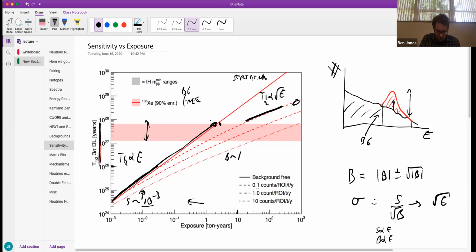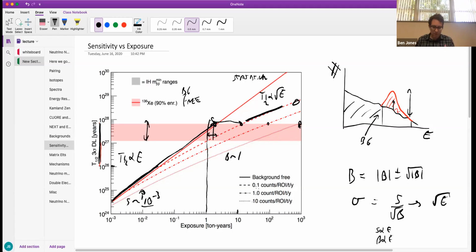The background free experiment can get there if it's maybe 1 ton in size. If it's 1 ton in size, then I can interpret this x-axis as just being years. Okay, so if it's 1 ton in size, looks like it could get there in a couple of months if it was background free. Right? On the other hand, if it has even this very low background index, the one I said is the target for the field, it no longer takes 6 months to get to the end of this band. It takes like 10 years, right? If it's got a background index of 1 count per ton per year in the region of interest, it'll take 100 years. And if it's got a background index of 10 counts in the region of interest, it'll take 1,000 years.